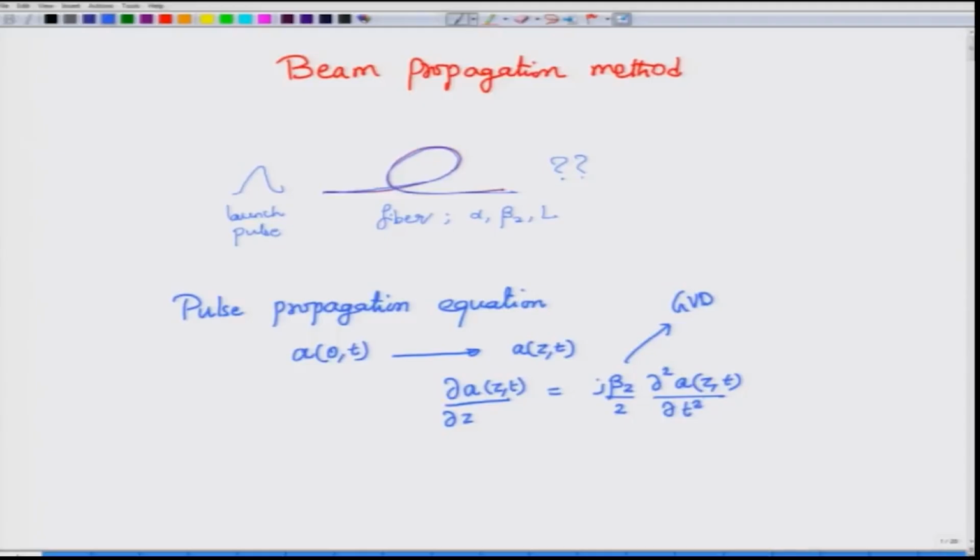So, you might say that, well, we already have a pulse propagation equation, so it would make our life very easy to understand pulses propagating through the fiber. Unfortunately, this equation can be solved only for very special cases, that is, it can have closed form solutions, as we would call them, only for very special cases, and one such special case is that of the Gaussian shaped pulse propagating through the fiber.